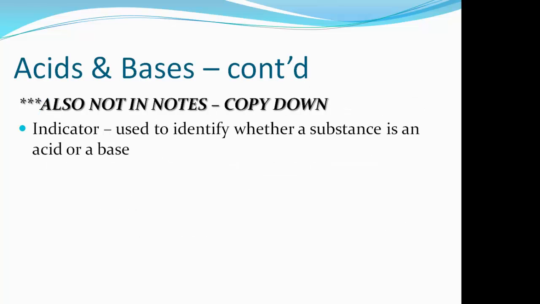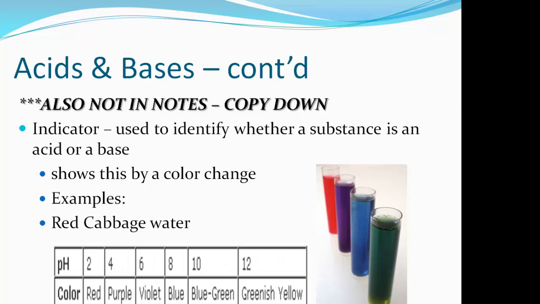We will talk more about indicators. Most of you guys have used these in the past. We might use them a little bit next week in our lab, but it's used to identify whether a substance is an acid or a base, and it changes color. It's pretty nifty. An example is cabbage water. You can use cabbage as a natural indicator. So here's a color scale. Again, you're not going to be tested on this, but just so you know. We'll have a nice deep red color if it's an acid and a greenish yellow color if it's a base.